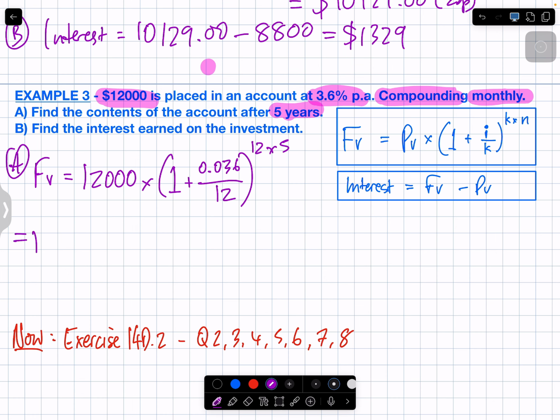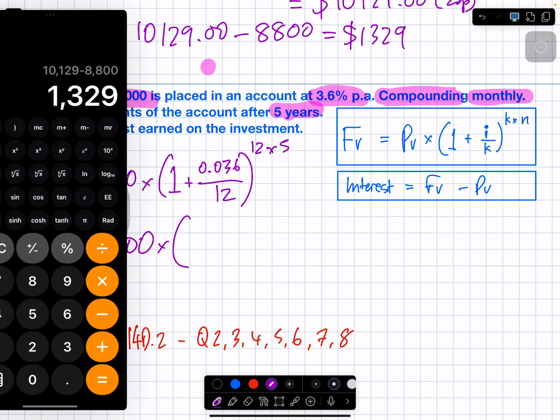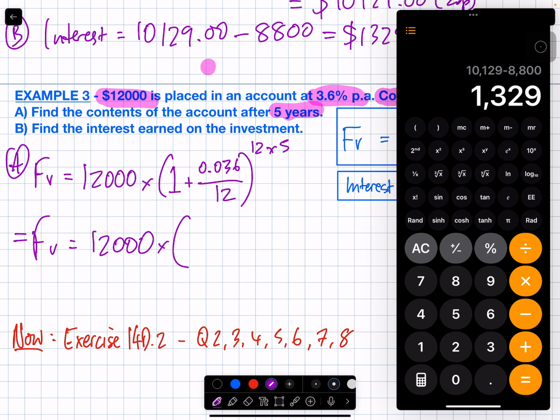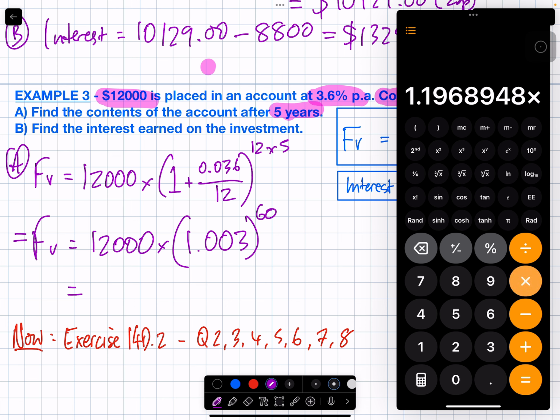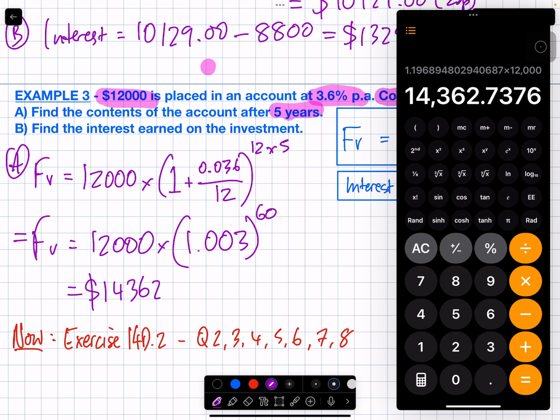So let's do the cleanup. FV equals 12,000 times by, you need your calculator's help here right now. I need to do the fraction, 0.036 divided by 12. Add 1 to it, so the brackets is going to be 1.003. And then, yeah, now you can shout that number, 12 by 5, 60. 1.003 to the power of 60 is a number times by 12,000. 14,362.74 to 2 decimal points.